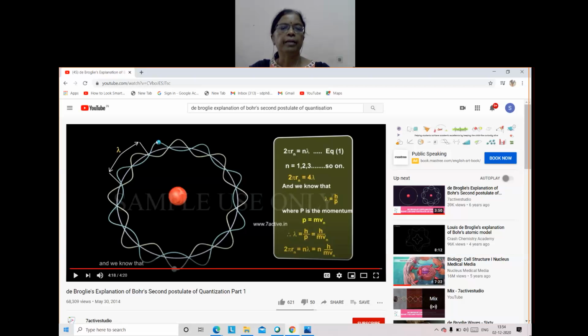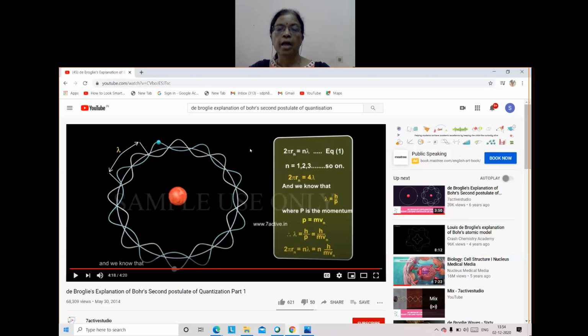But the electron is moving, so standing waves will have nodes. Suppose this is the fourth orbit. The total circumference is 2 pi r, and 2 pi r equals 4 lambda, 4 wavelengths. For the fourth orbit, n equals 4, we got 4 wavelengths.